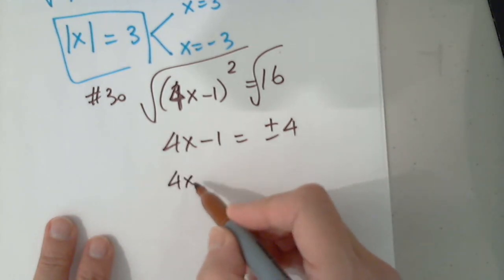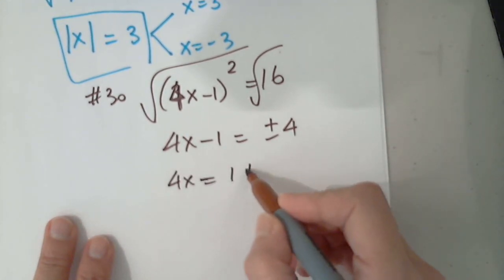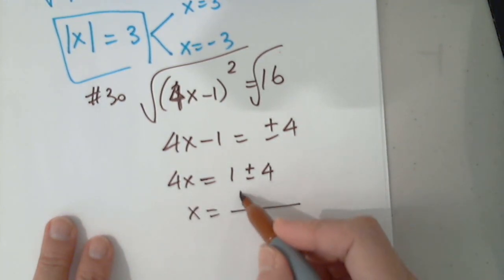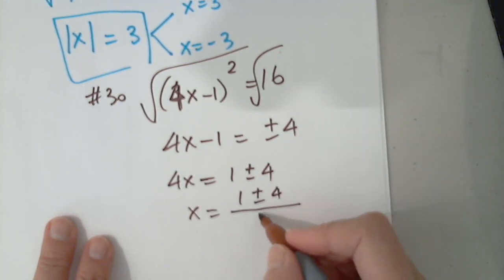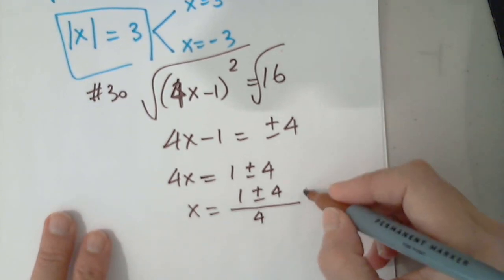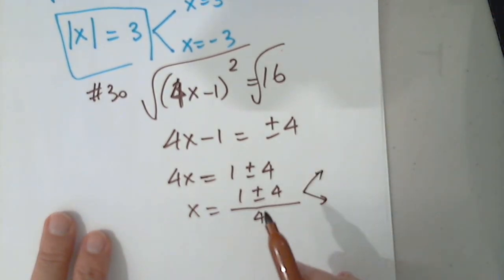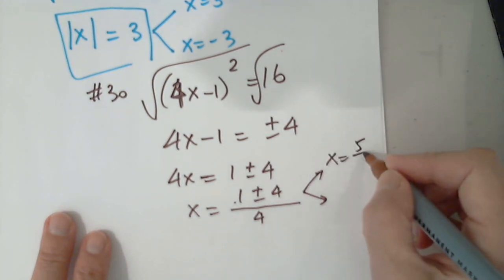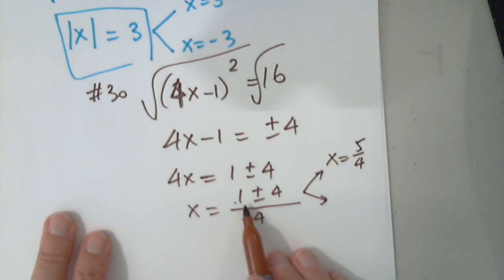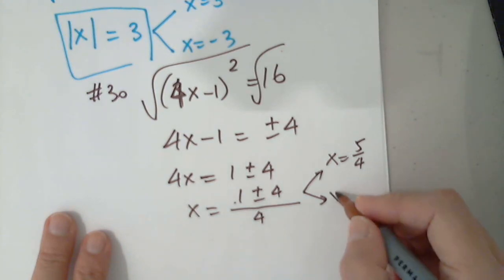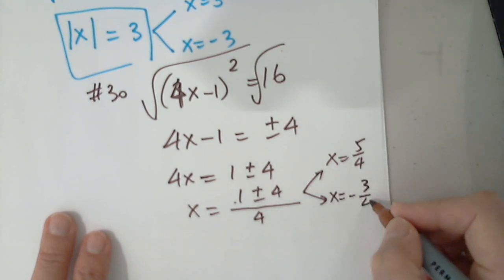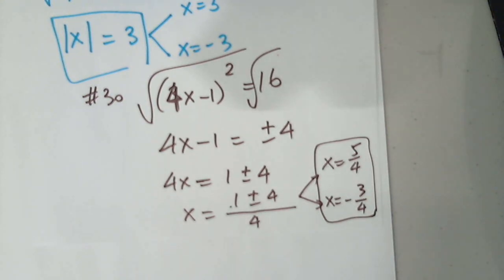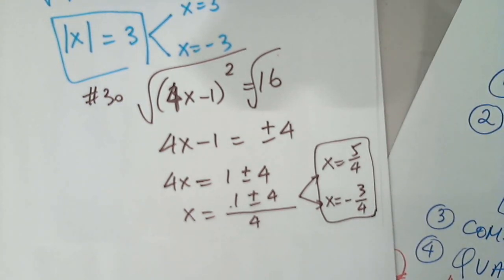So then 4x equals 1 plus or minus 4. And then x equals 1 plus or minus 4 over 4. But I have to separate them. 1 plus 4 is 5, so then 5 over 4. 1 minus 4 is negative 3, so then negative 3 over 4. And yes, they can get more complicated.